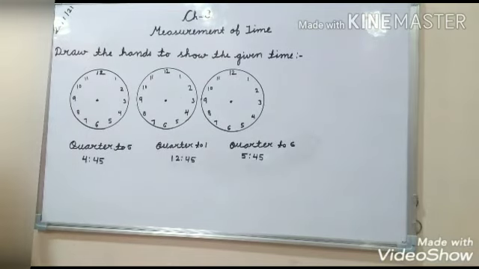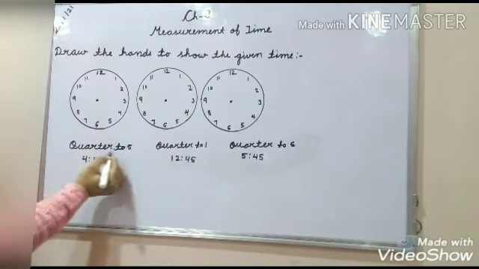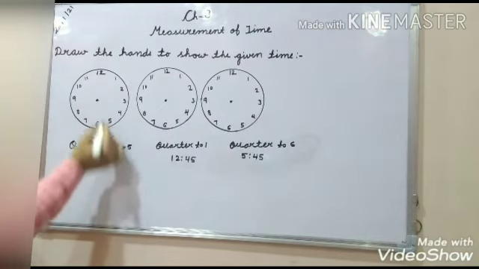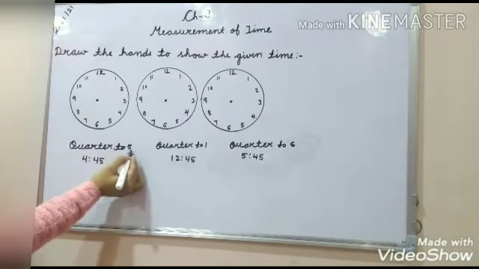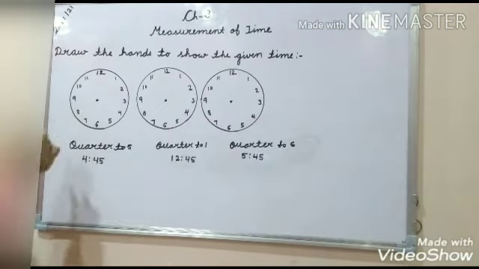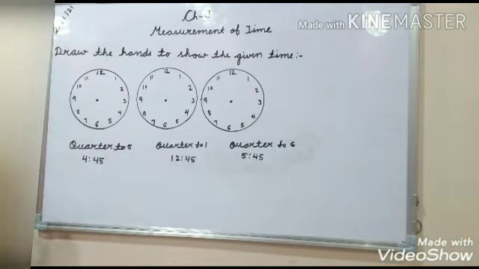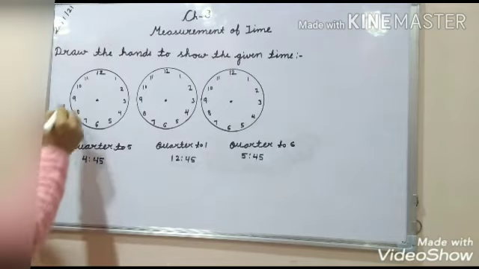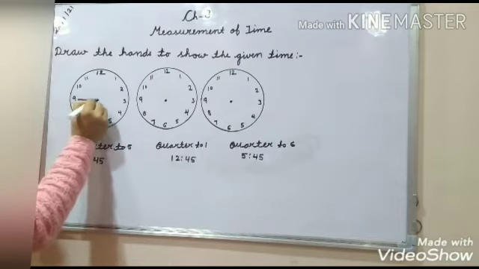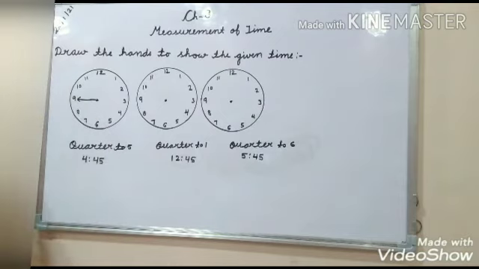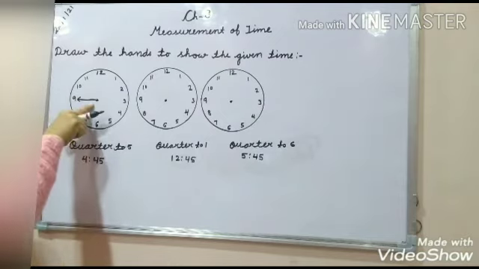Now children, what time do we have to show? We have to show quarter to. Okay. So in the first clock we have to show quarter to 5. So to show this time, what will we do? Children, you must have remembered that quarter to means we have to draw the longer hand at which number? We have to draw it at 9. Okay. Quarter to means we have to draw at 9.